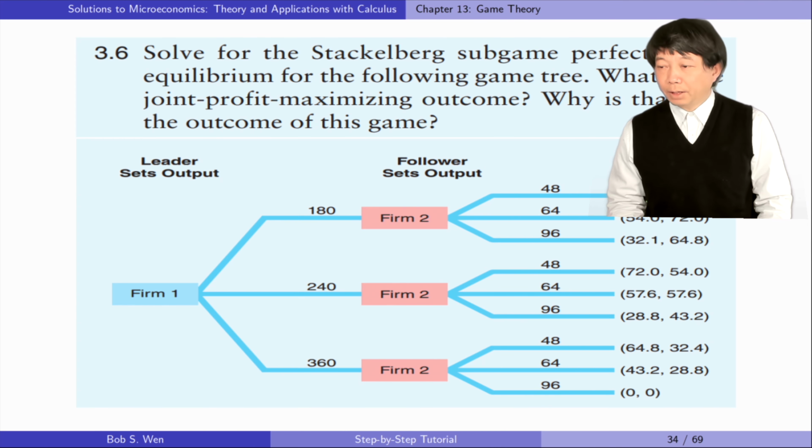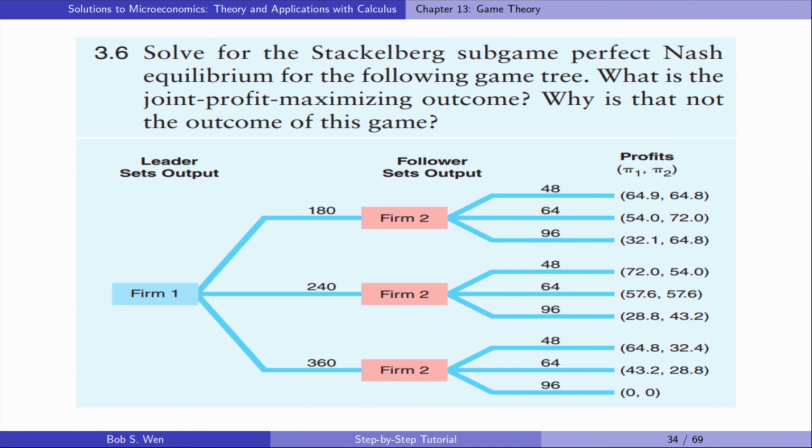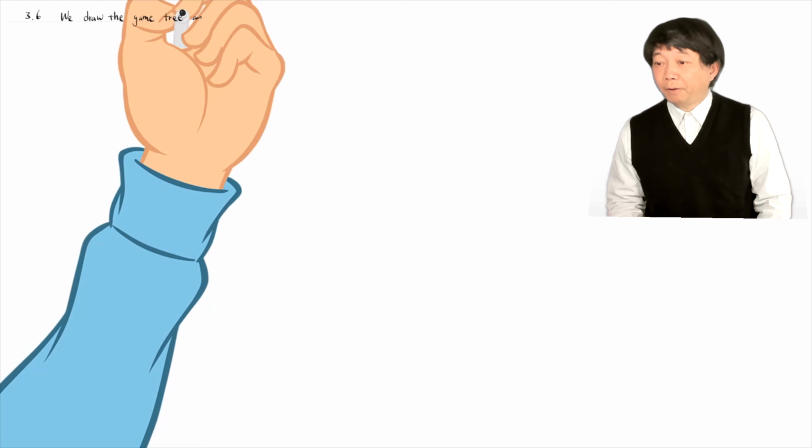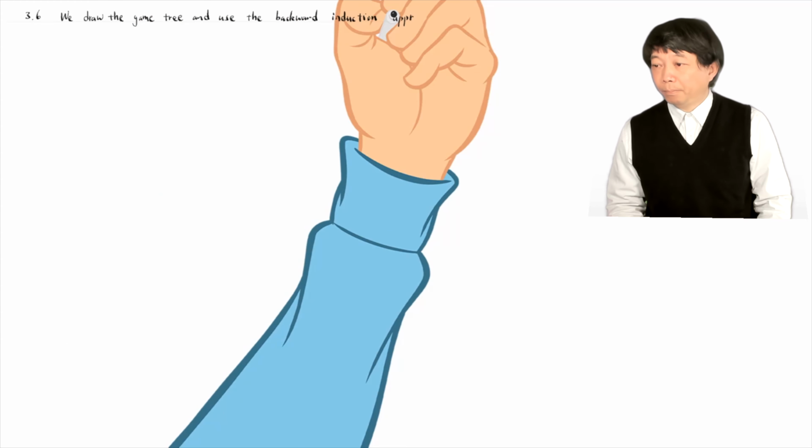Let's find answers to exercise 3.6. Solve for the Stackelberg subgame perfect Nash equilibrium for the following game tree. What is the joint profit maximizing outcome? Why is that not the outcome of this game? We draw the game tree and use the backward induction to find the subgame perfect Nash equilibrium.